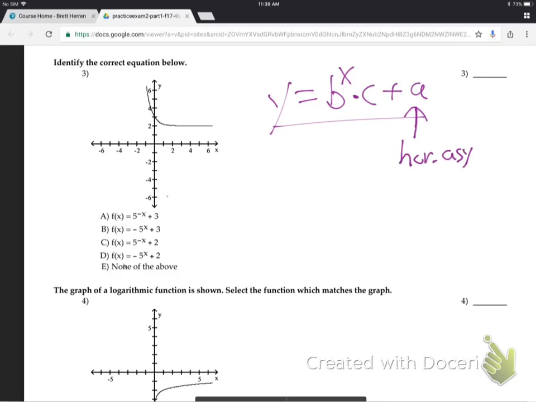Horizontal asymptote. Remember that? Do you remember that on an exponential graph, the number added or subtracted off to the right is the horizontal asymptote? So what's the horizontal asymptote looking at the graph on this one? 2. It's up there at 2, isn't it? So it's got to have a plus 2 out there. Not a plus 3. Plus 2. So it's either C or D or E.